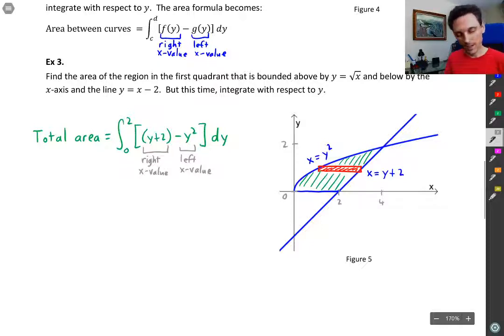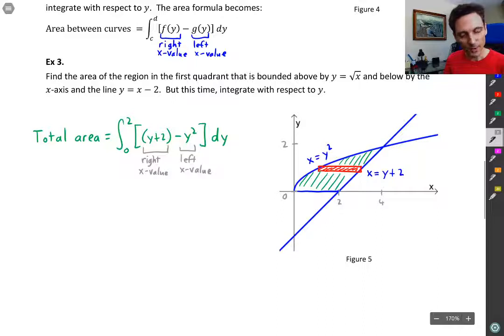Why right minus left? Because that's the only way you can get positive sides for these rectangles. If you do the left x value minus the right x value, that's going to be a small x value, let's say like 1 in this picture, minus a bigger x value, let's say 3. And 1 minus 3 would be negative 2.